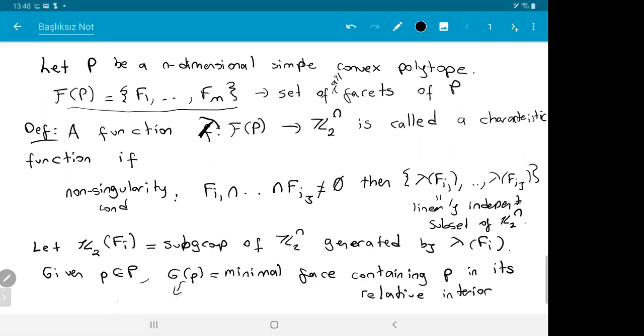Then we can assign a rank k subgroup to p, if this face has dimension n minus k, as follows. I can write this face uniquely as an intersection of facets Fij, j from 1 to k. Then the subgroup will be the direct sum of the rank one subgroups, that is, the subgroup generated by the nontrivial elements lambda(Fi). So this is a k-dimensional subgroup of the elementary abelian group of rank n.